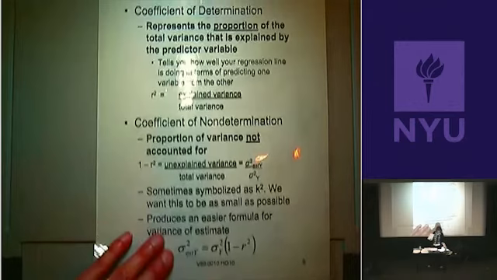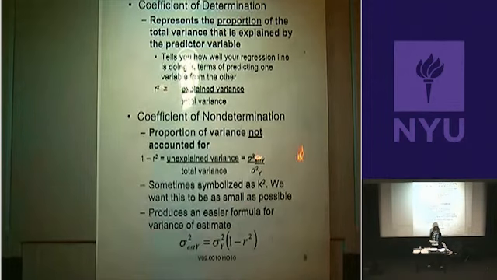What is this called? The first one we're going to look at is something called the coefficient of determination, which always makes me think it sounds like something from Lord of the Rings. The coefficient of determination.